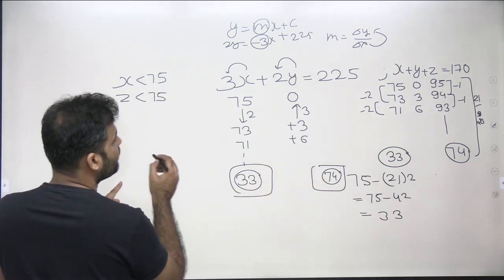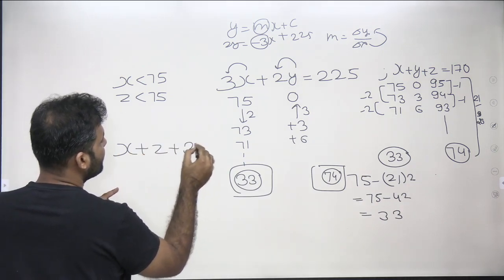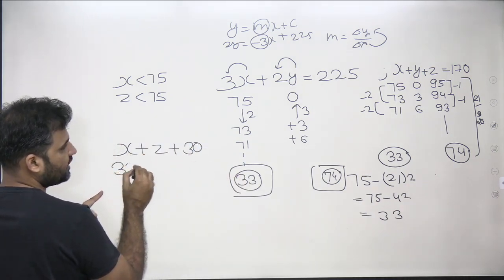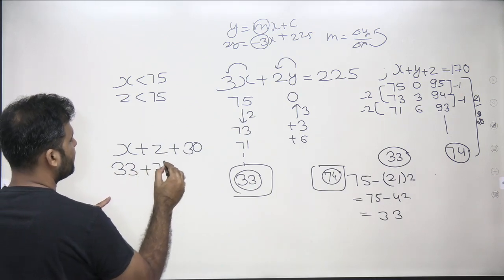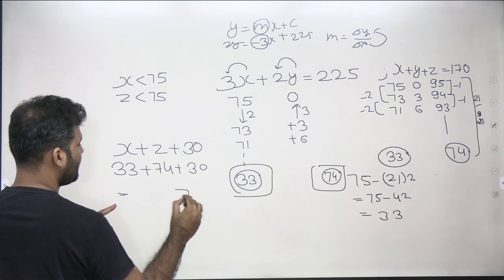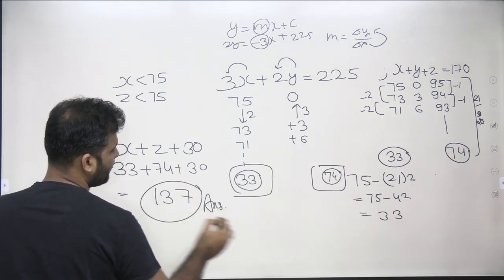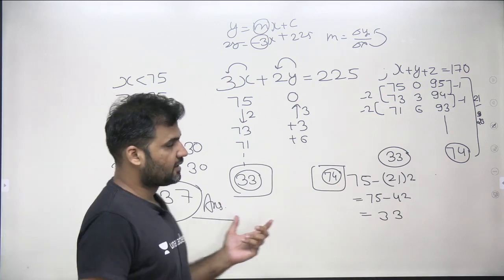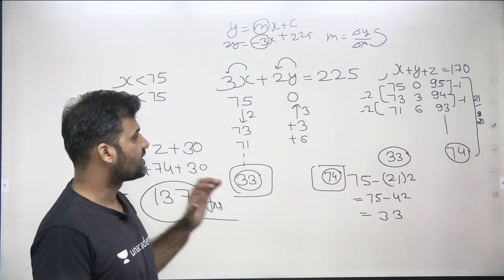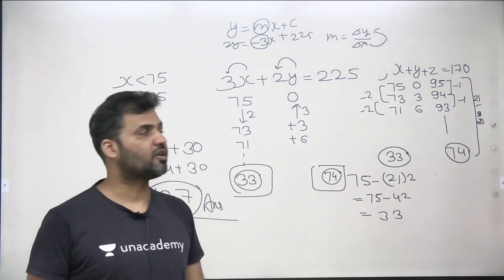So what we are supposed to find out is the maximum value of x plus z plus 30. So x maximum is 33, z maximum is 74, and this is 30. So my answer will be 4 plus 3, 7, 137. 137 is the answer of the question. This is the answer of the first question, right? So this is a very important and conceptual set made on the combination of Venn diagram and linear equation concepts.